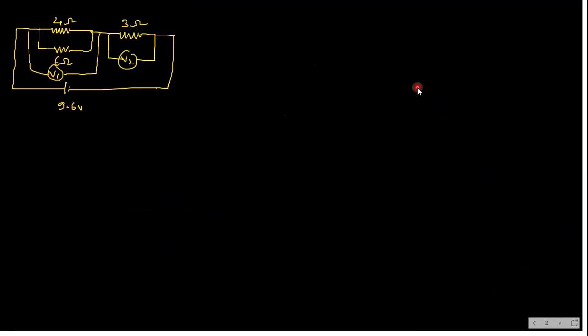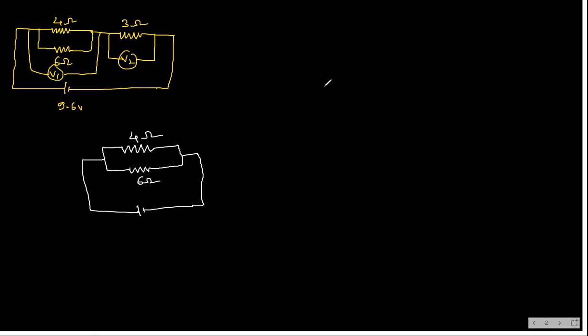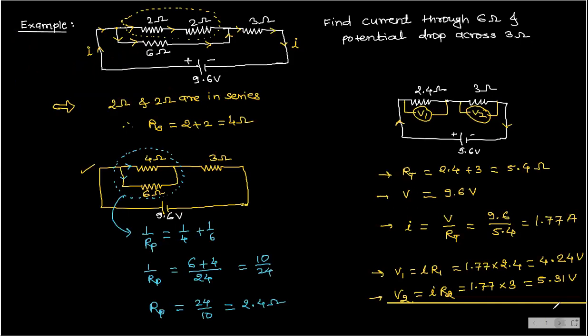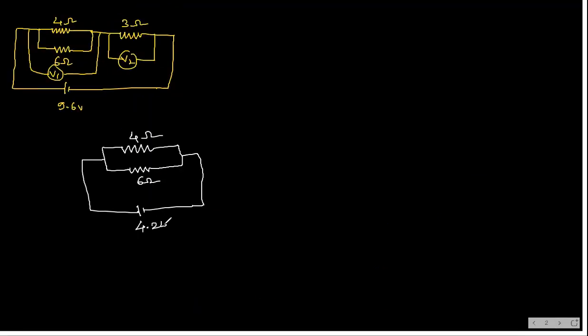So what I will do, I will redraw this because I want to find only the current across this 6 ohm resistor. So I am doing like this. This is 4 ohm and down it is 6 ohm. And I will keep this V1 as a power supply. What is the V1 value we got? Can you tell me? 4.24. And let us suppose this is your I1 and this is your I2.